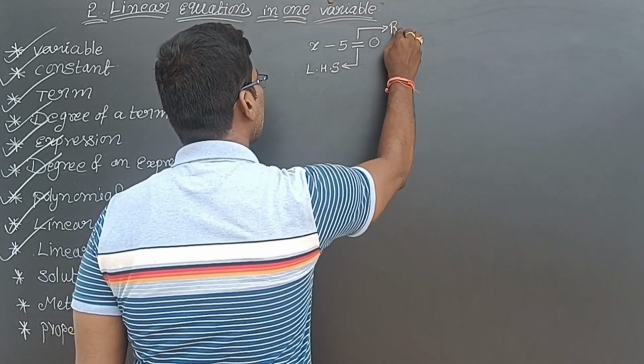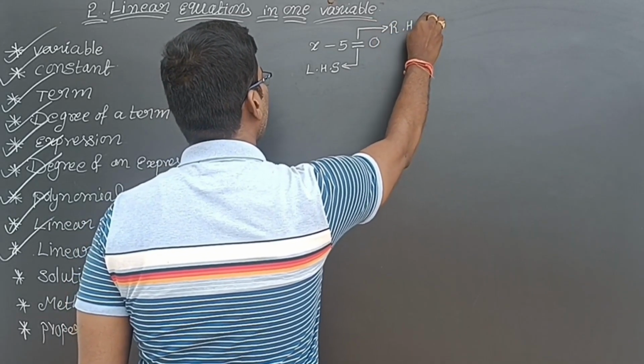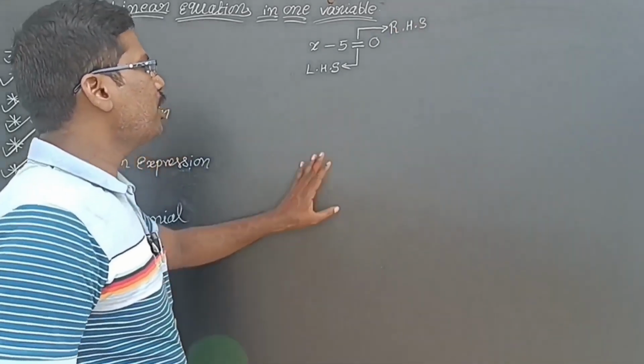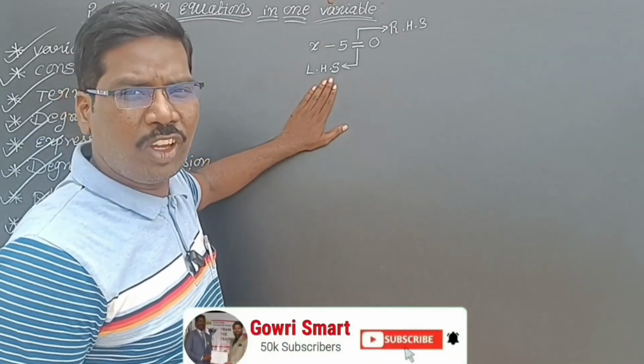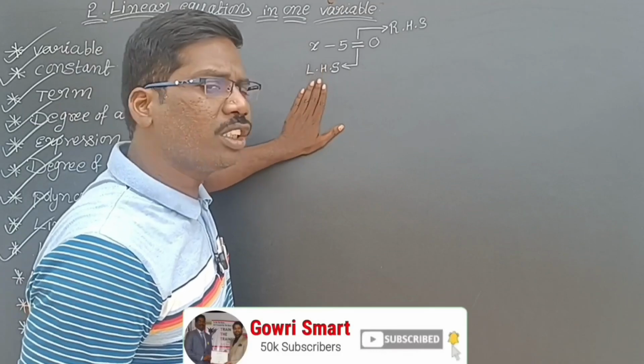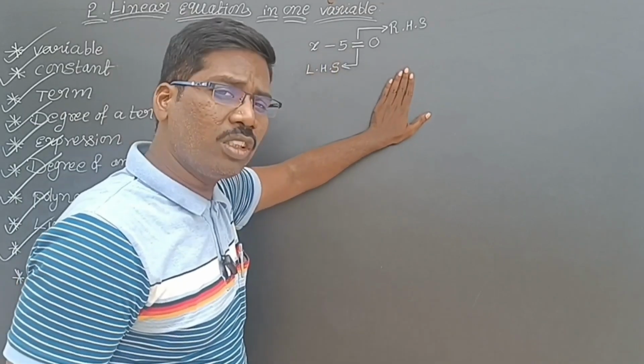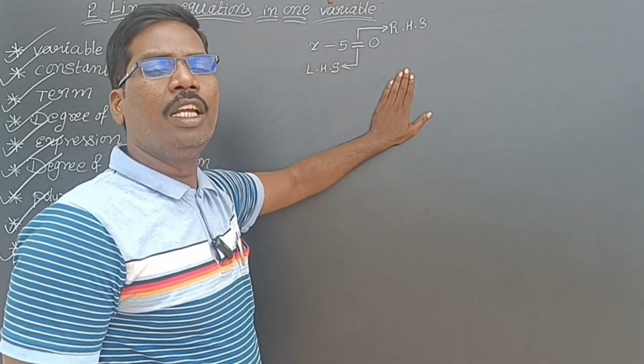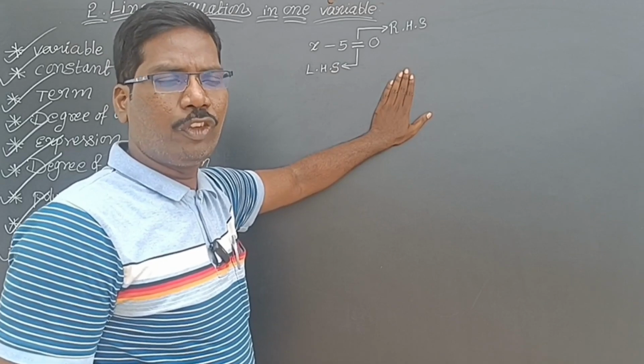What is the right side? That is the right-hand side. The equation is satisfied when whatever answer you get on the left side, you also get the same answer on the right side. Then it will be satisfied.